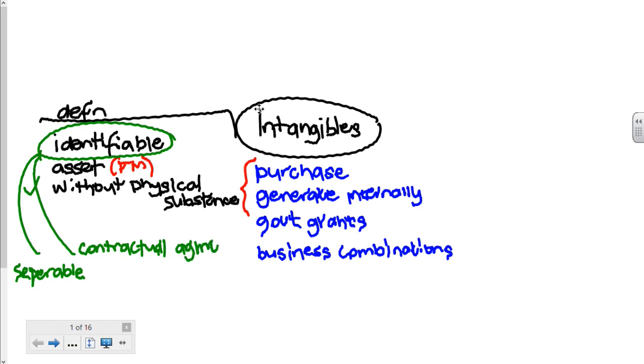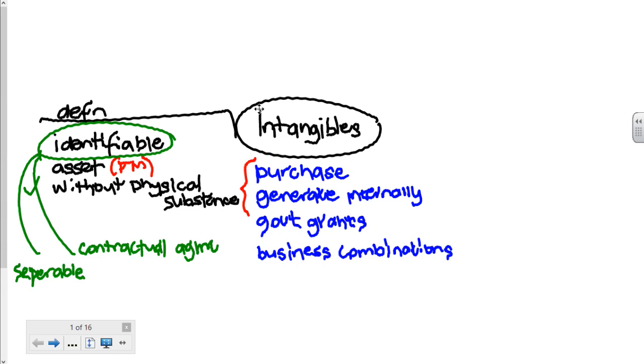And often when we purchase intangibles, it has a contractual agreement. And often when we develop our intangibles internally, they're separable, isn't it? So usually that's the connection. So it's important, first of all, that we are able to identify our intangibles. And in order to fit the definition, we must make sure that we, first of all, meet those.